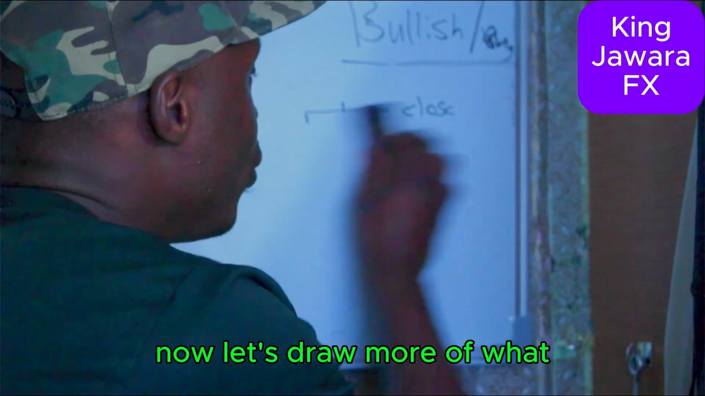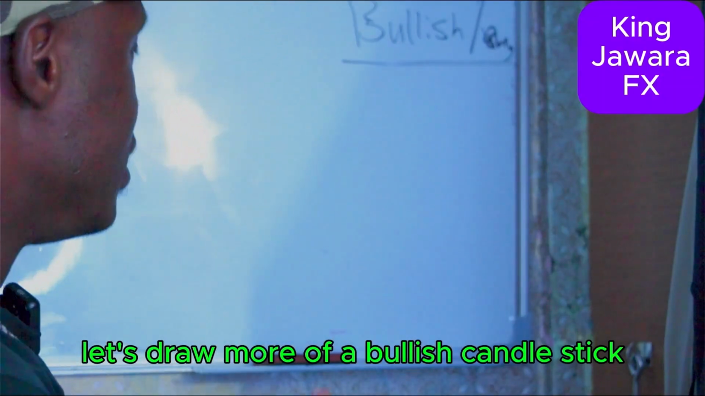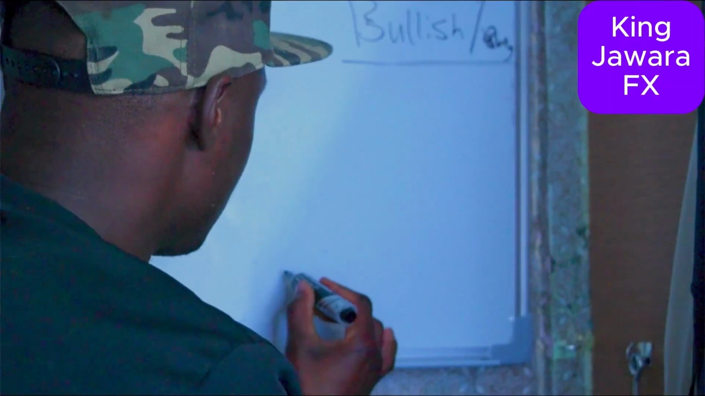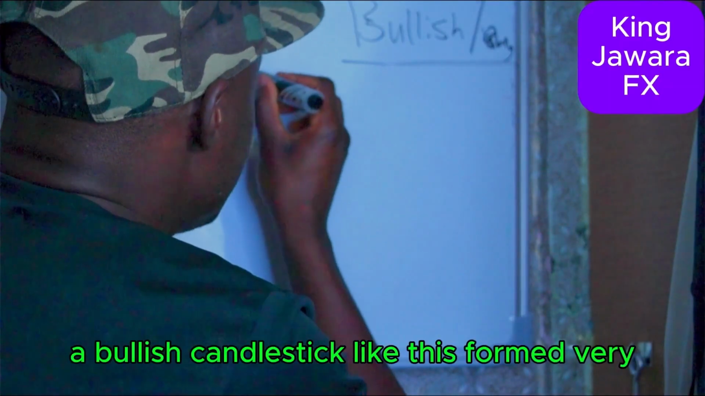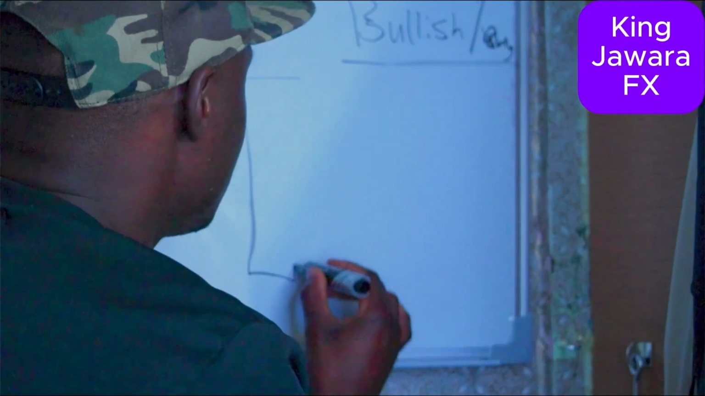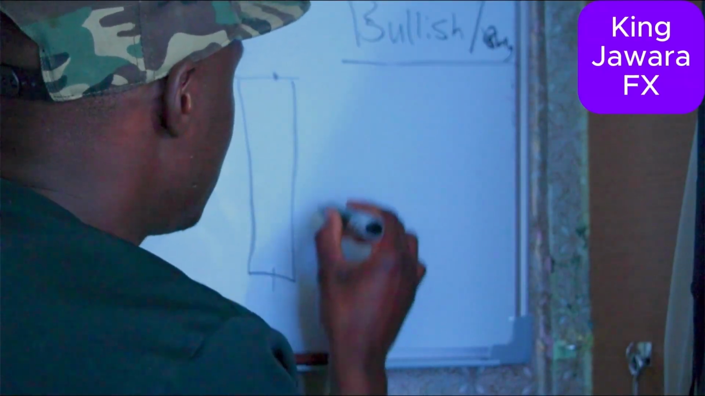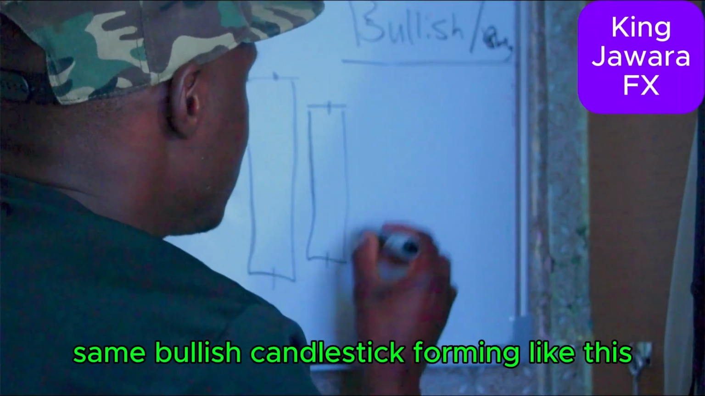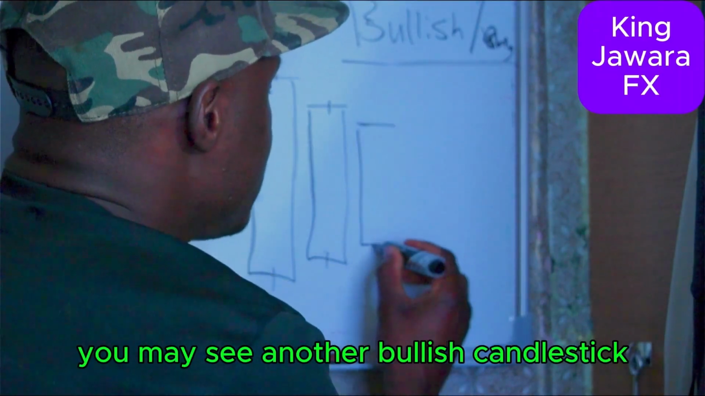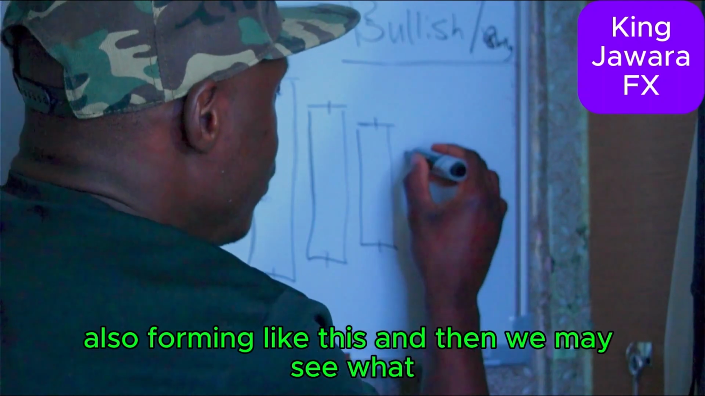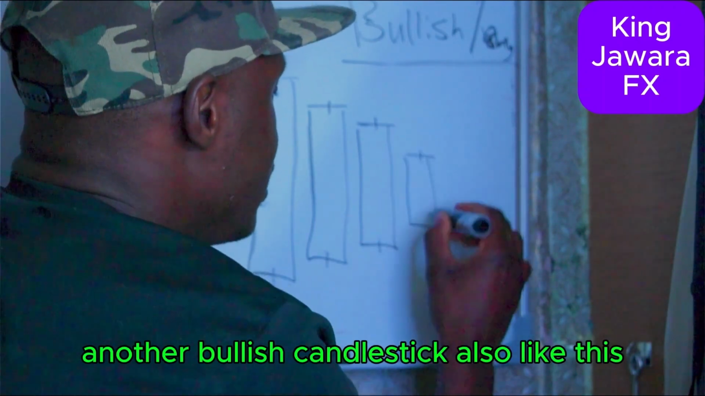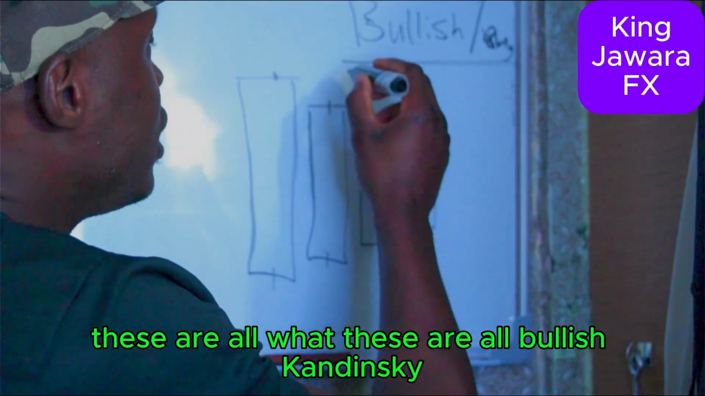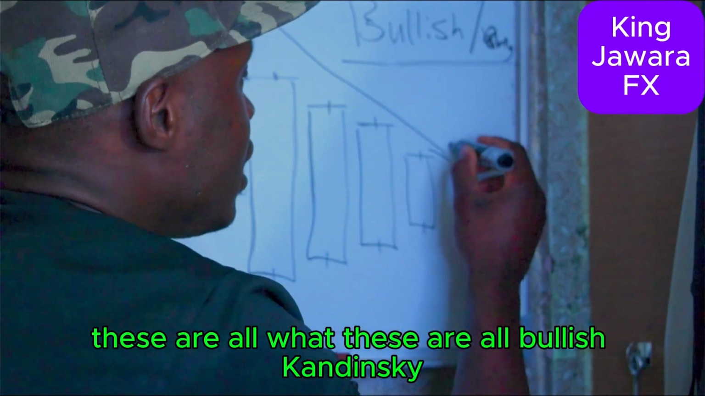Now let's draw more of a bullish candlestick. We may see a bullish candlestick like this formed very high. Another bullish candlestick forming like this. We may see another bullish candlestick forming like this, and then another bullish candlestick like this. These are all bullish candlesticks.